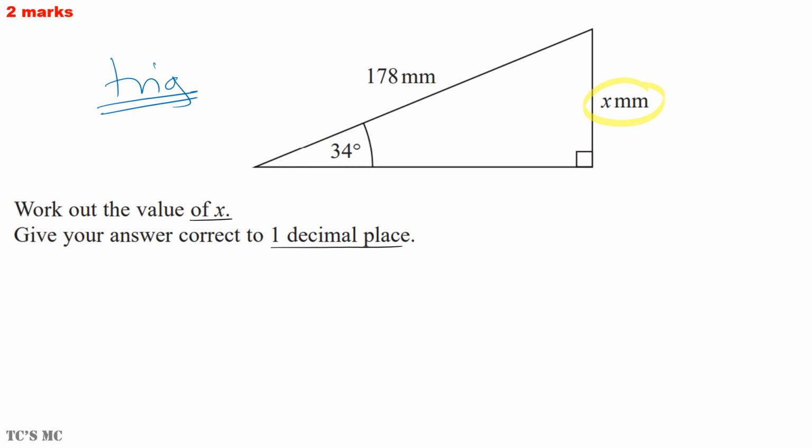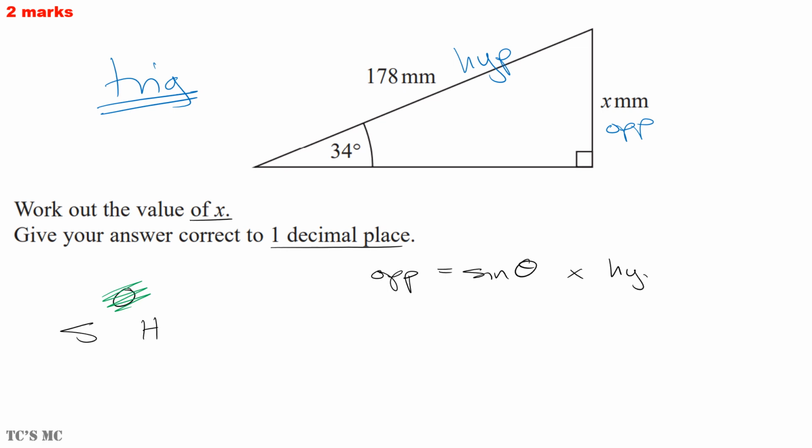According to this triangle and the way it's been set out, our labels must be opposite for x and hypotenuse for the 178. The trig ratio that has opposite and hypotenuse is SO. That means we are using the sine ratio. We are working out the opposite, so I will cross out the O. That means the formula is opposite equals sine theta multiplied by hypotenuse.